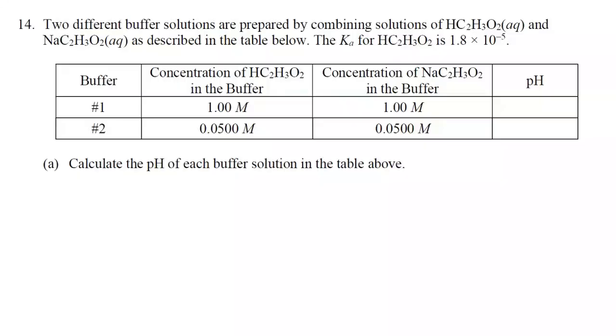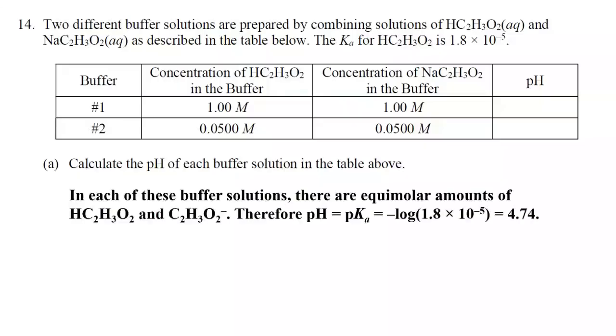So part A, calculate the pH of each buffer solution in the table above. We see that in each buffer solution there are equimolar amounts of acetic acid and acetate. Therefore, the pH of each buffer solution is equal to the pKa, which is the negative log of 1.8 times 10 to the negative 5. That means that each buffer solution has a pH of 4.74.